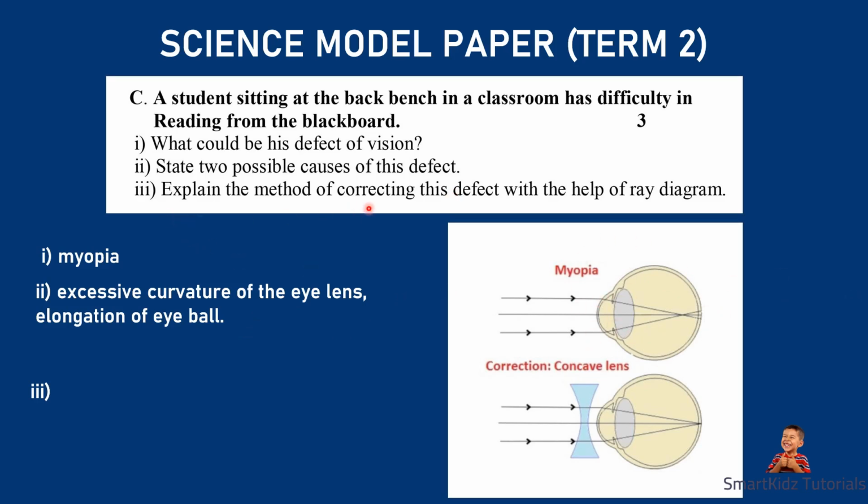We are asked to explain the method of correcting this defect with the eyeball. So first you have to give the diagram where it shows what the defect is. See, if you notice over here, the rays are meeting in front of the retina, as a result of which you can't see things which are far away. So this is corrected using a concave lens over here, and you see now the focus is at the retina.